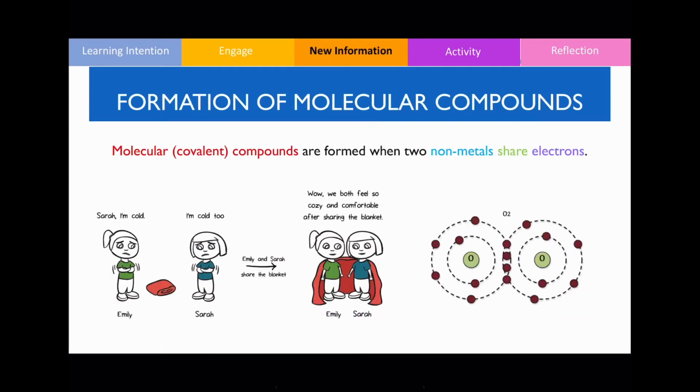In contrast, molecular or covalent compounds are formed when two nonmetals share electrons together, okay? So make sure that you understand the differences between an ionic bond versus a covalent bond. As you can see over here, a covalent bond occurs when you're actually sharing electrons. So notice that Emily and Sarah are sharing the blanket. And for the molecule oxygen, each oxygen atom is actually sharing 2 electrons each. In total, 4 electrons are being shared amongst them.